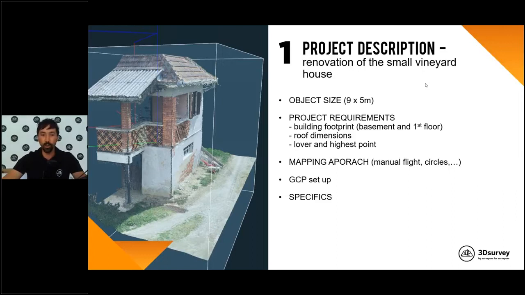At the end, I also need to deliver some characteristic points like the lowest point, highest point, and so on. Then I use a mapping approach which is not the standard one. Usually customers fly a simple grid and that's it. But in my case, I'd like to get as detailed an object as possible, so the best 3D model from images to get out all the information. That's why I did a manual flight at 40 meters with the nadir camera, so the gimbal was turned 90 degrees down.